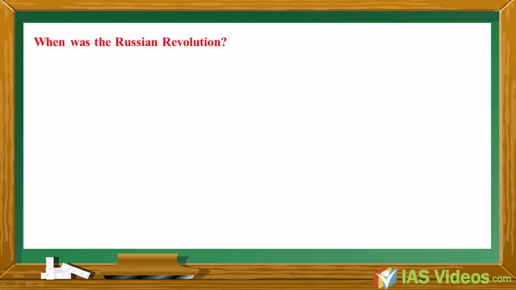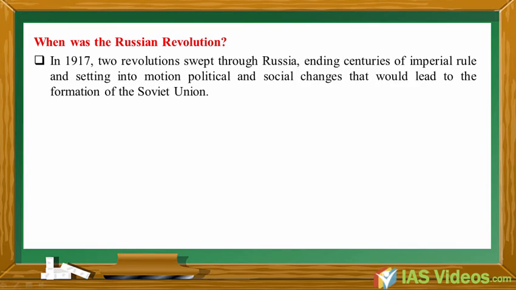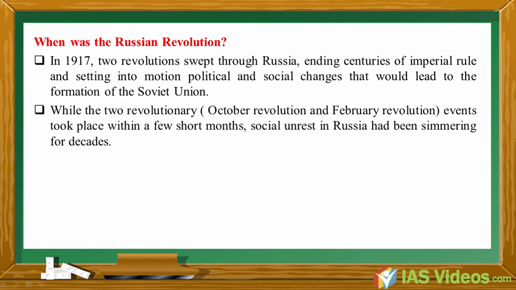When was the Russian Revolution? In 1917, two revolutions swept through Russia, ending centuries of imperial rule and setting into motion political and social changes that would lead to the formation of the Soviet Union. While the two revolutionary events, the October Revolution and the February Revolution, took place within a few short months, social unrest in Russia had been simmering for decades.